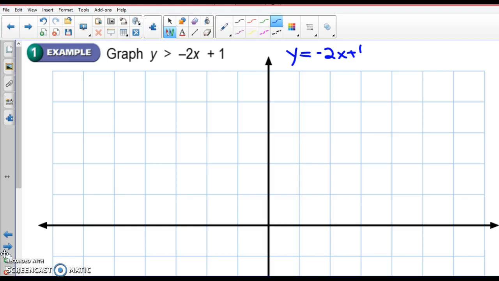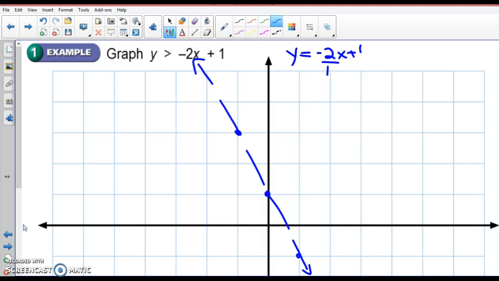So, if we are going to graph this, what point do I plot first? 1. That's the y-intercept. What's the slope? So I'm going to go which way? And if I'm going to go, what kind of line am I going to put through this? Dash. Do not forget that, because I almost guarantee that on the test, you are going to forget to dash your boundary lines when it's greater than or less than.